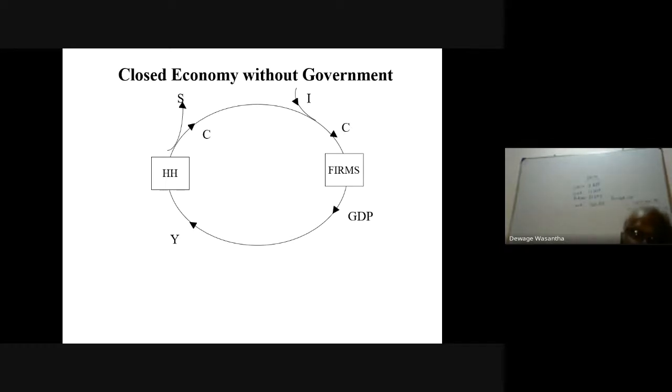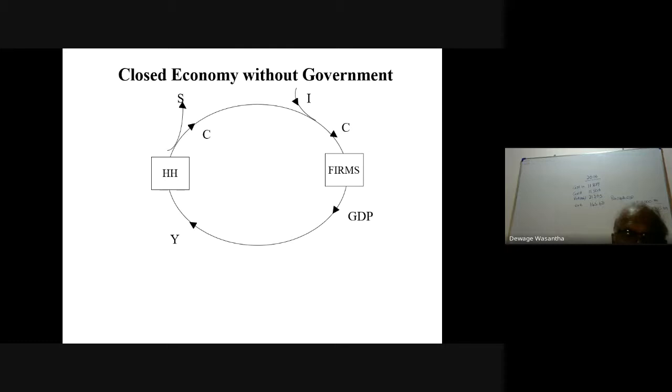500 comes to the GDP. It is 500. Then what will happen? We know investment is 50, and investment equals savings, 50, 50. Then of this 500, 450 is the consumption, plus 50, the investment.